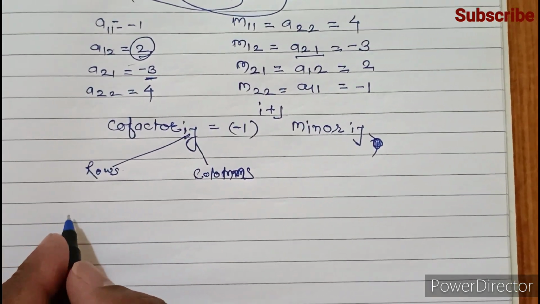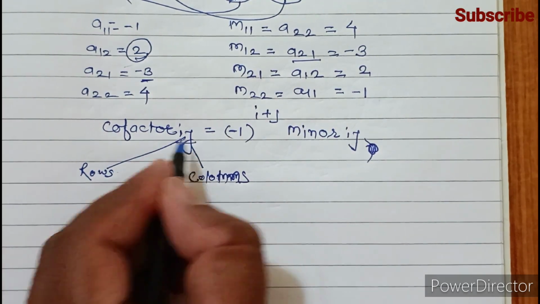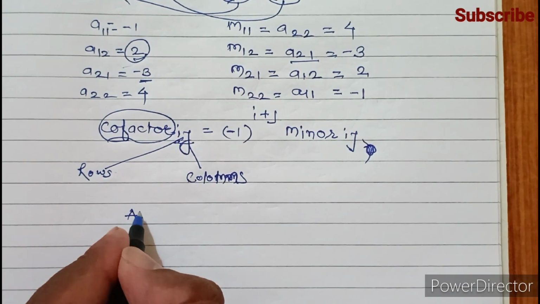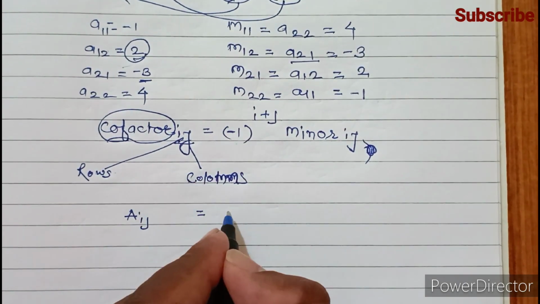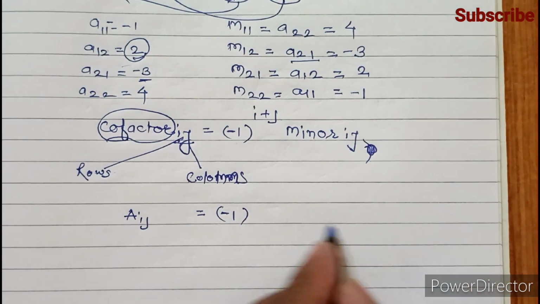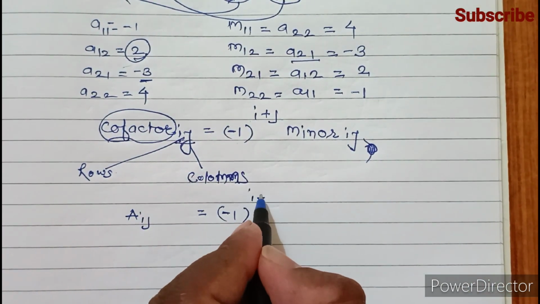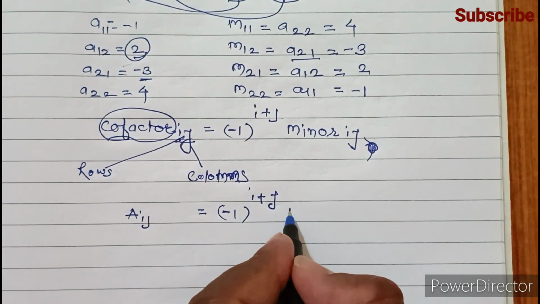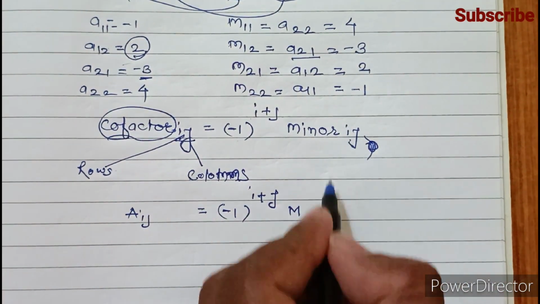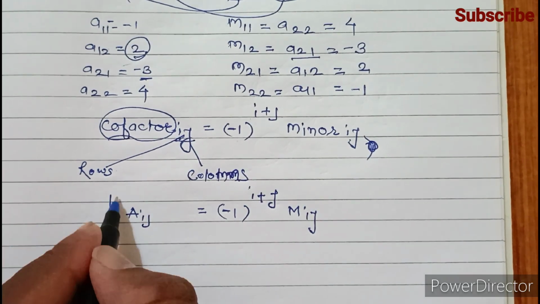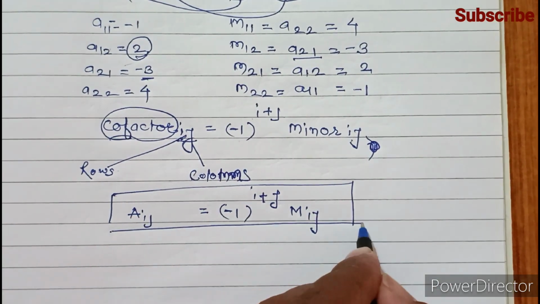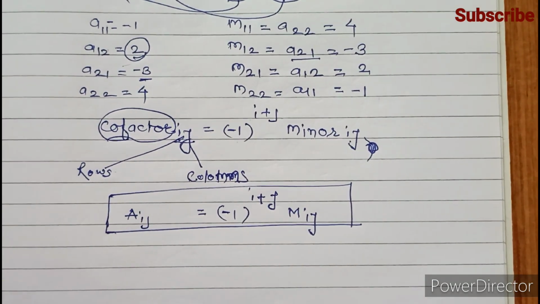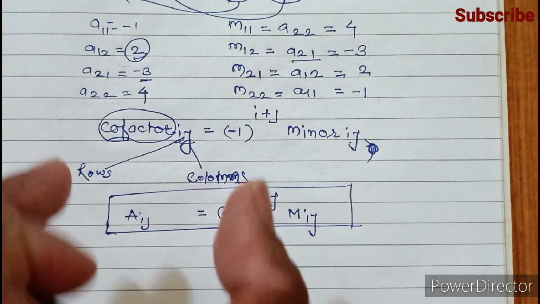Now we are formulating this. The cofactor of ij is written as capital A ij, equals (-1) to the power i plus j, where i is the number of rows and j is the column, times the minor, which is denoted by capital M ij. This is nothing but the formula for finding the cofactor. Now by using this formula we can find the cofactors of these elements.